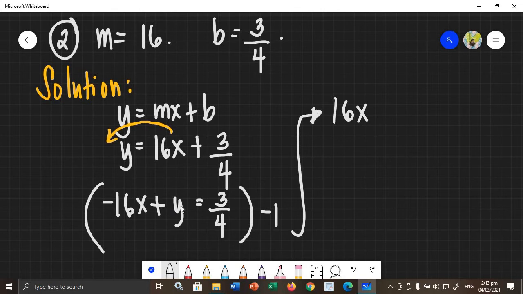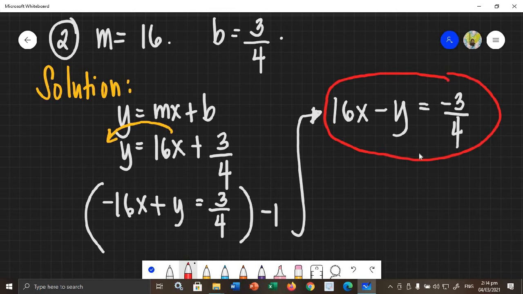Now, we have negative y times negative 1, that is equal to negative y. So, ang ilalagay nyo dyan is 16x minus y kasi naging negative na si y, equals 3/4 times negative 1. That is equal to negative 3/4. And this will be now your answer.